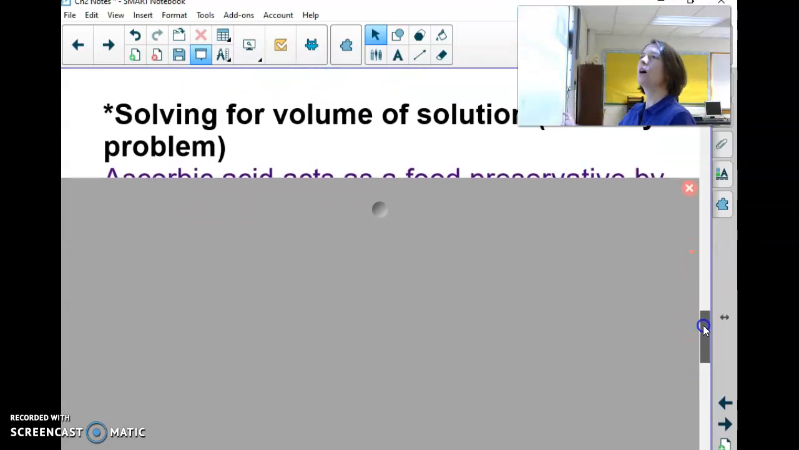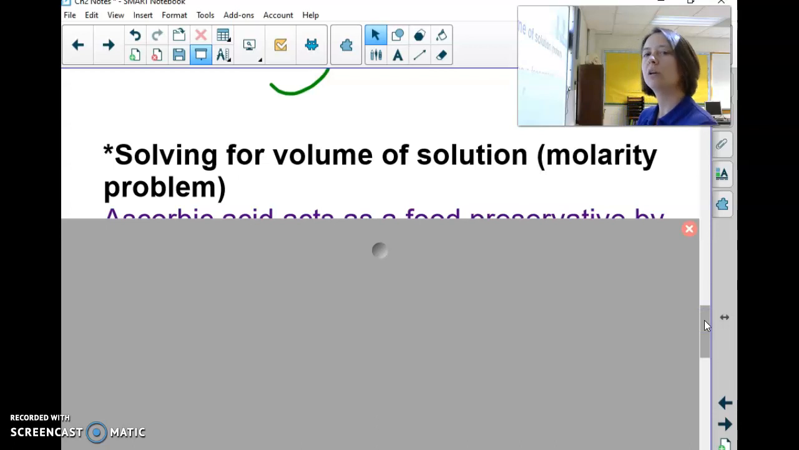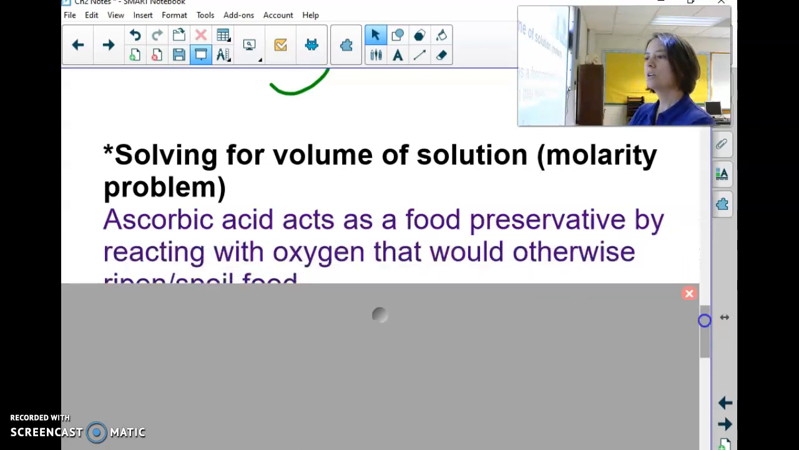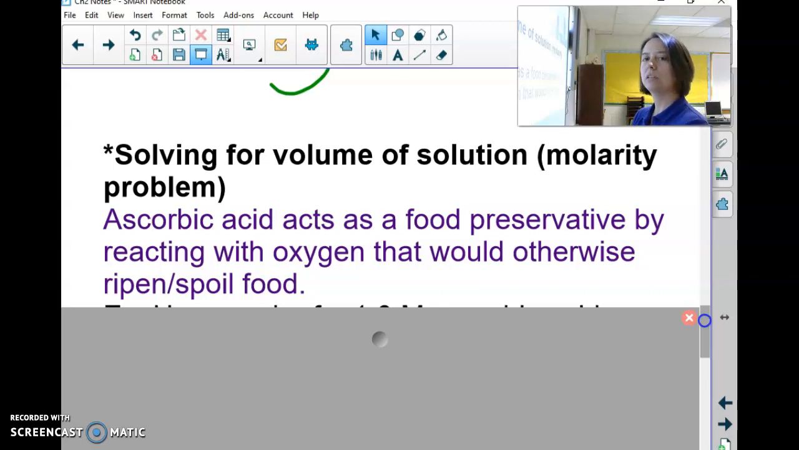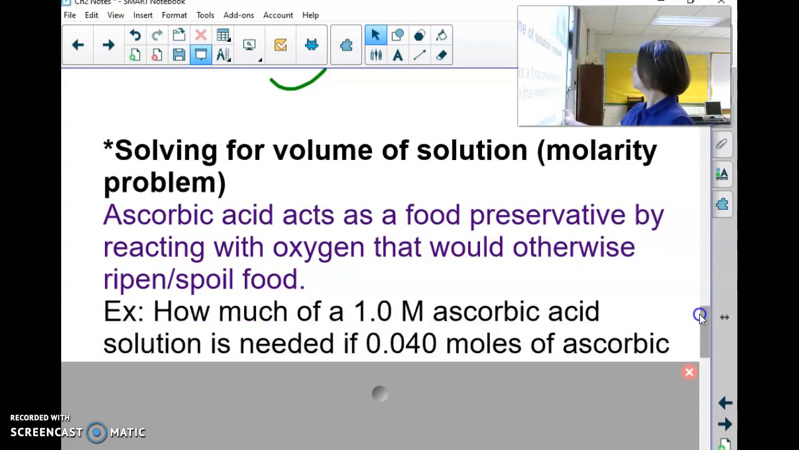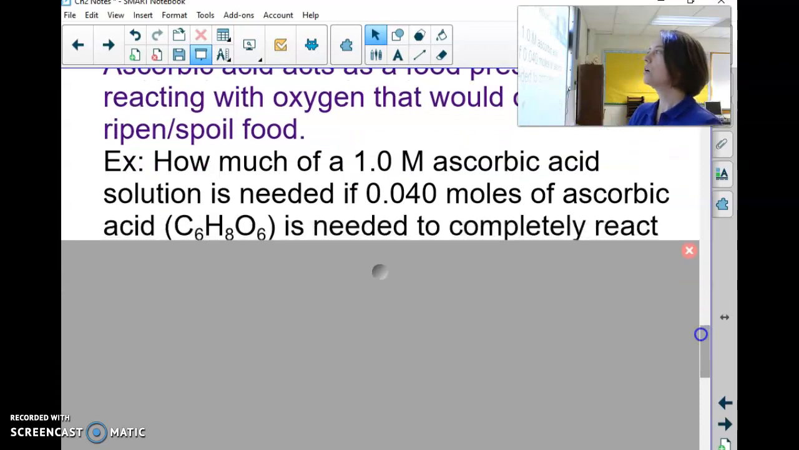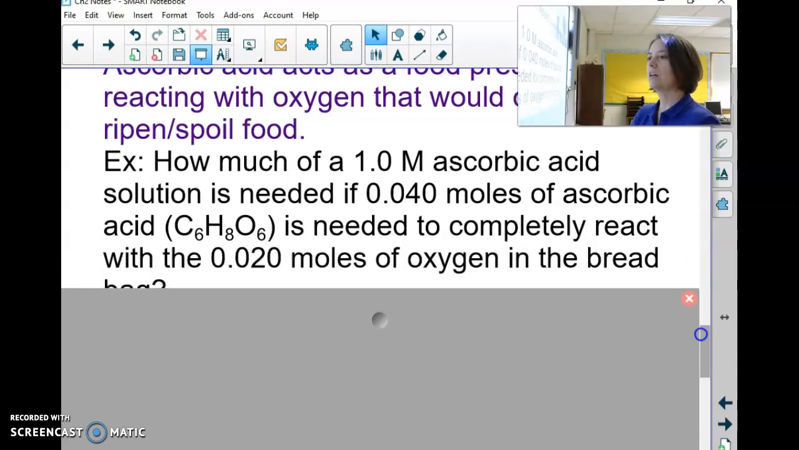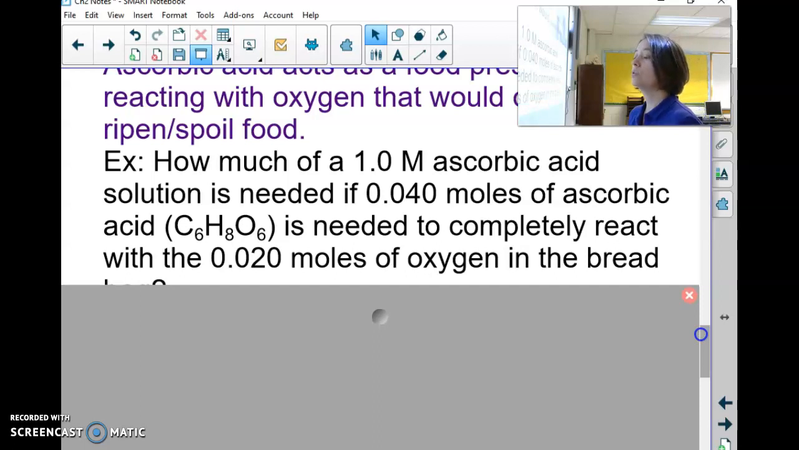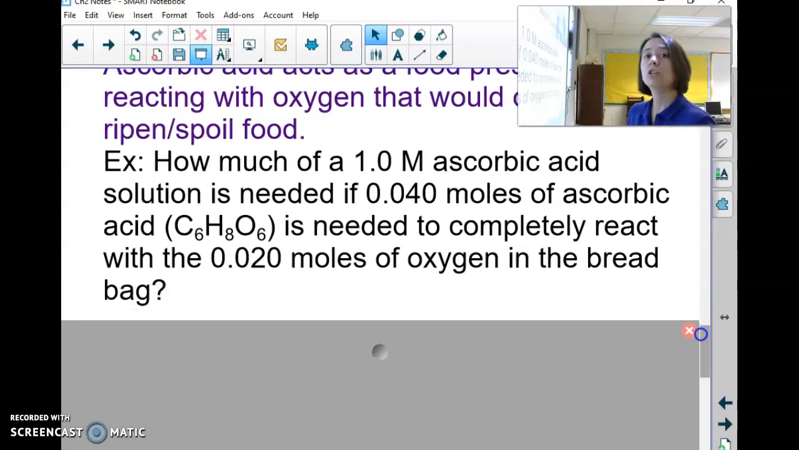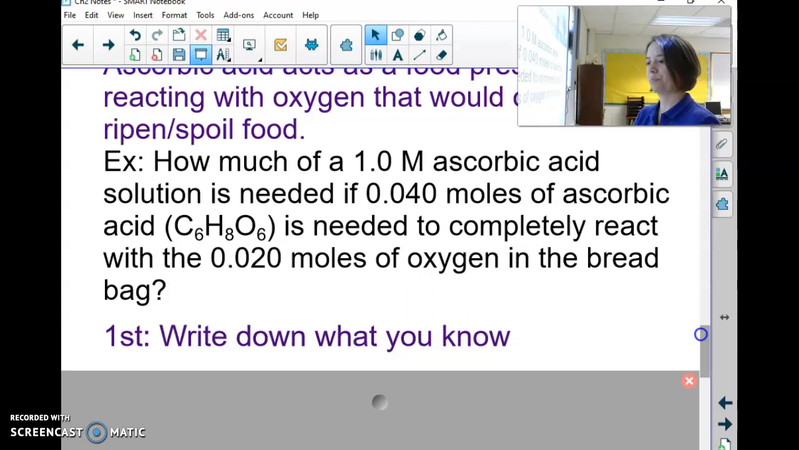So now let's do nothing new. We're just going to solve for a different variable. We're going to do another practice problem. So you don't need to write this part down, but it's a good lead into the problem. Ascorbic acid acts as a food preservative by reacting with oxygen that would otherwise ripen or spoil the food. Now please write this down. How much of a 1.0 molar ascorbic acid solution is needed if 0.040 moles of ascorbic acid is needed to completely react with the 0.020 moles of oxygen in the bread bag so our bread doesn't spoil, and then you get home and you bought rotten bread and you're mad at the grocery store.